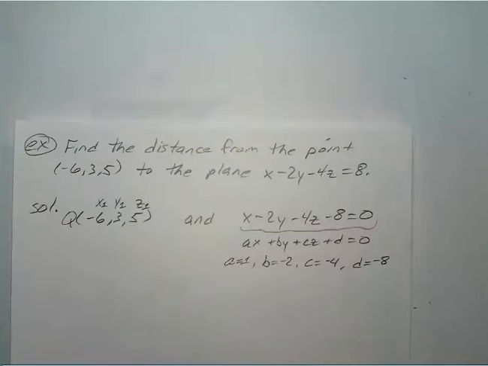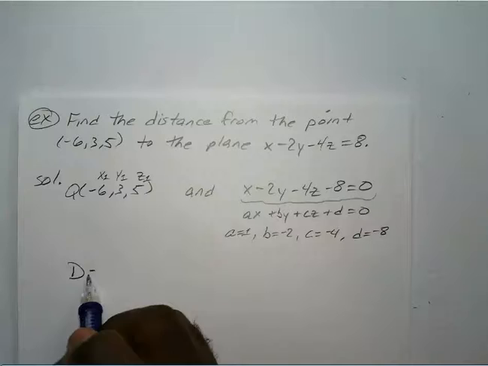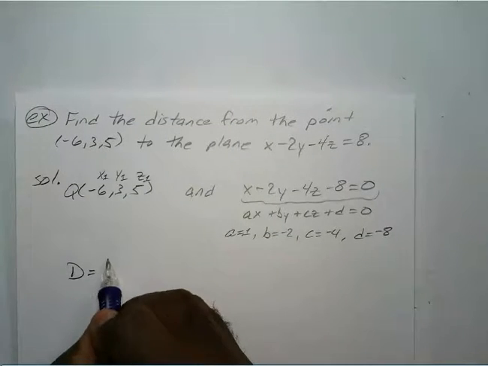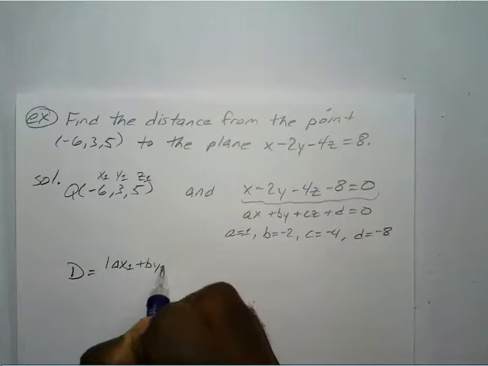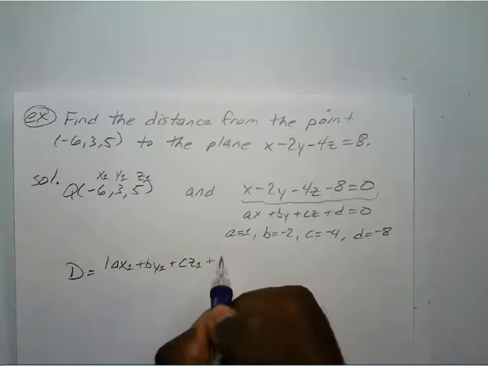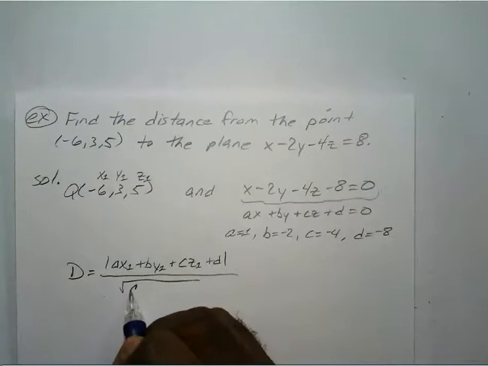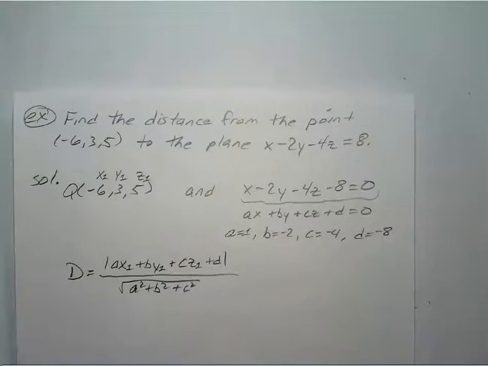Okay, so we have everything we need to just plug right into the formula. Since we don't have an x0, y0, and z0, the formula we're going to use is ax1 plus by1 plus cz1 plus d all over the square root of a squared plus b squared plus c squared. Oh, clean up that square there a little bit.